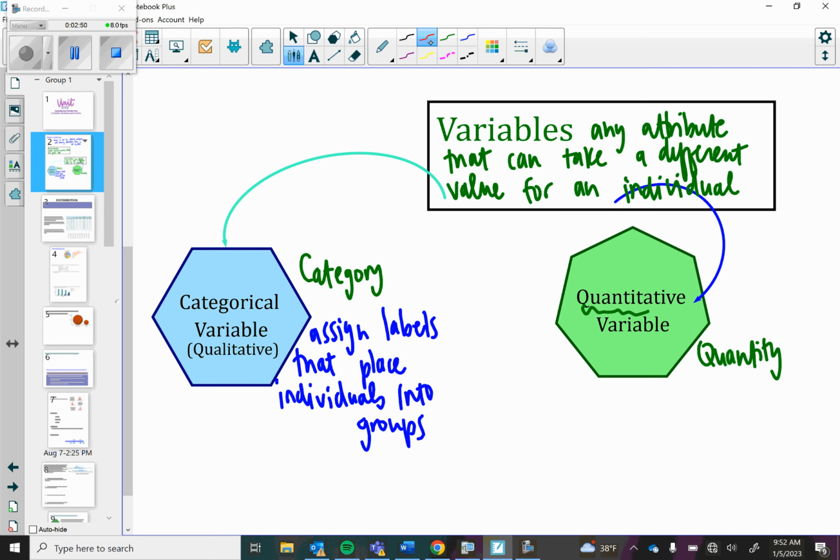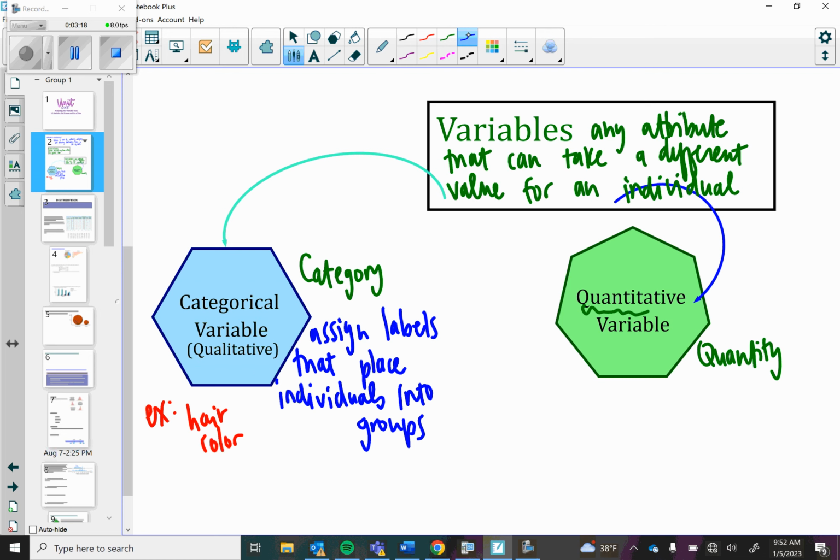For example, if I am looking at you as a class, I could take a variable that would be your hair color. Hair color would group you by hair, right? Some of you are blonde, brunette, redheads, very dark hair. We've got really light hair. We've got really different categories. You assign a label, and that individual is in a group.